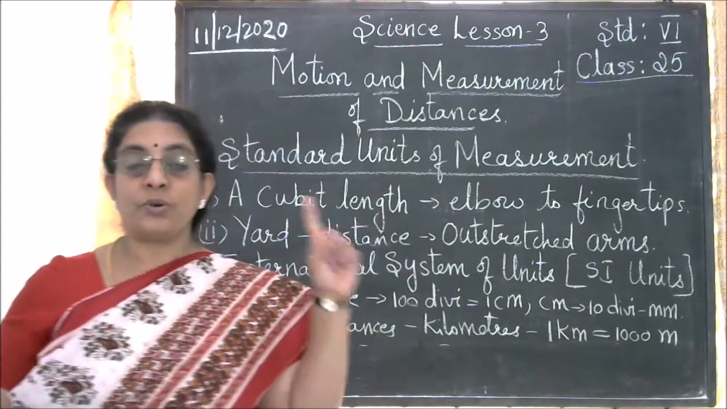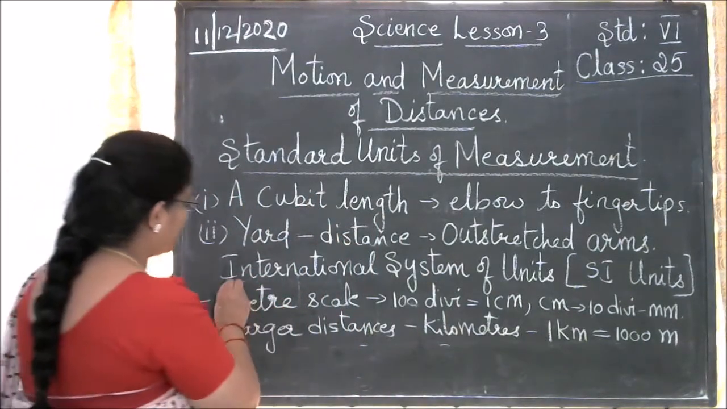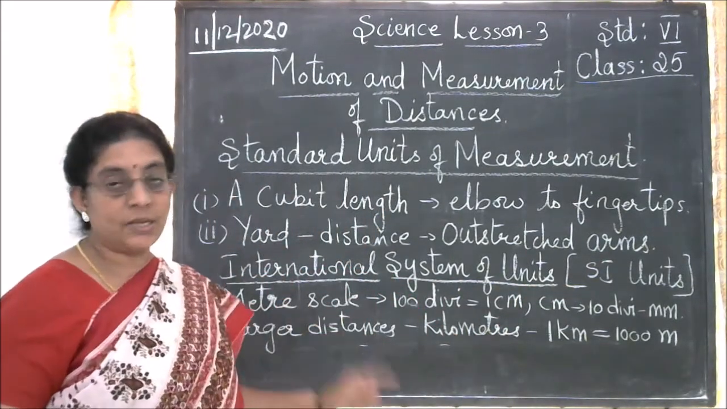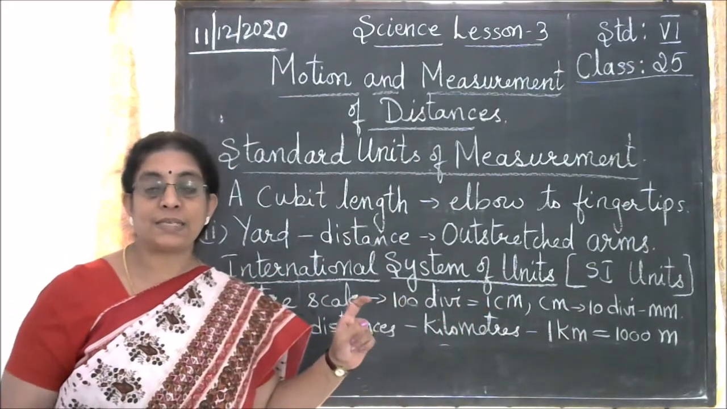internationally, how do we measure distances? So then they introduced the international system of units. That is called the SI units, International System of Units.